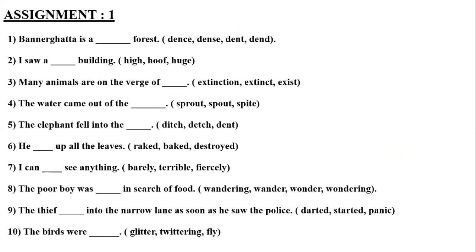I'll read it out. This is homework, so I will not tell the answers now. Bengaluru is a dash forest. In brackets, these words are mentioned. Next one, I saw a dash building. Many animals are on the verge of dash. The water came out of the dash. Sprout, spout, spite, everything is mentioned.